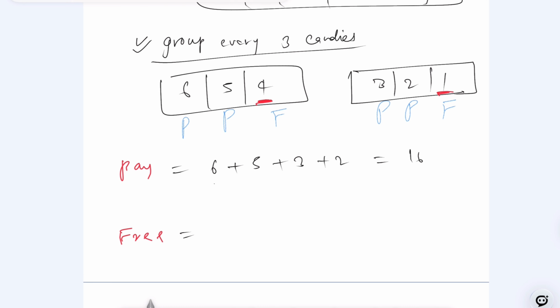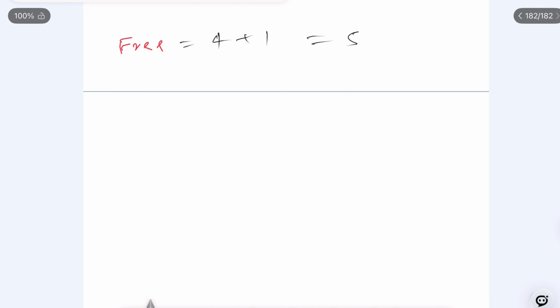Now for this case, 4 and 1. 4 plus 1, total is 5. Correct. So why is this valid? Right? That is the most important thing. We will understand.